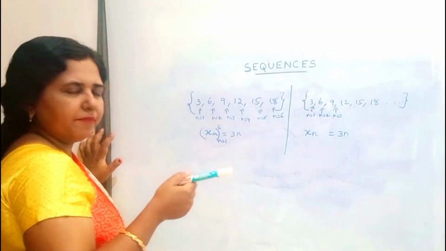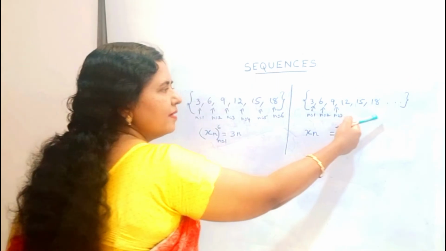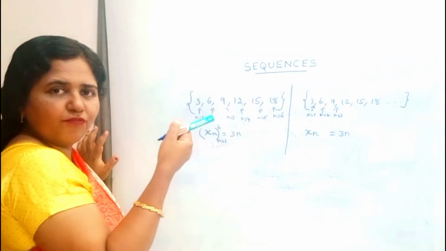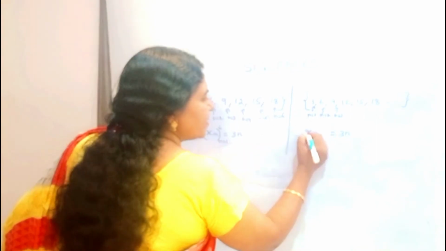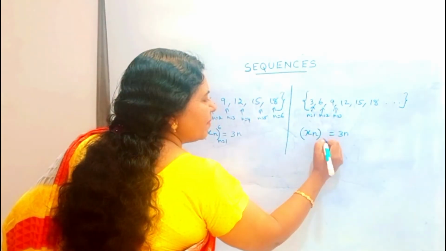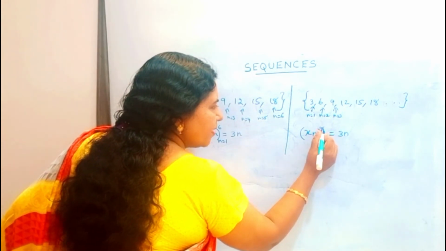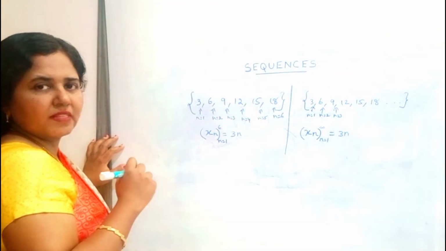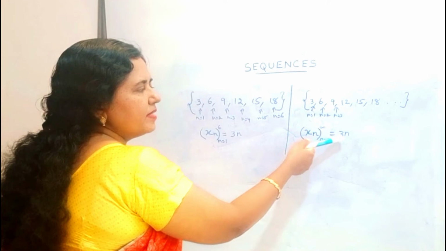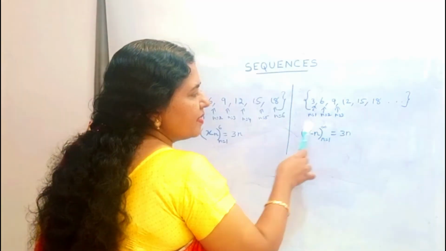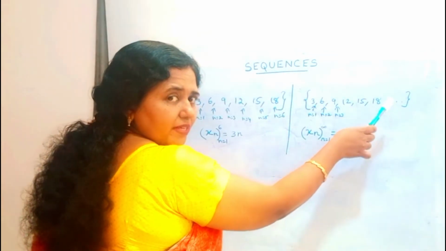But coming to the limits, here it is n is equal to 1 to 6. Here we do not know the final value for n. So it is infinite. So what we can do? While writing the limits for xn, we can start from n is equal to 1 and for the upper limit we can use infinity. This is not known. So xn for n is equal to 1 to infinity is equal to 3n. Now this is a general expression for the terms corresponding to this sequence.